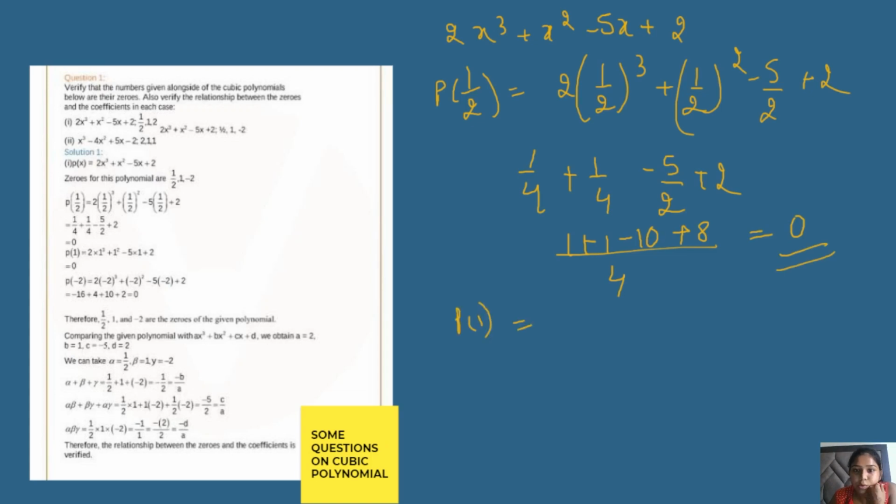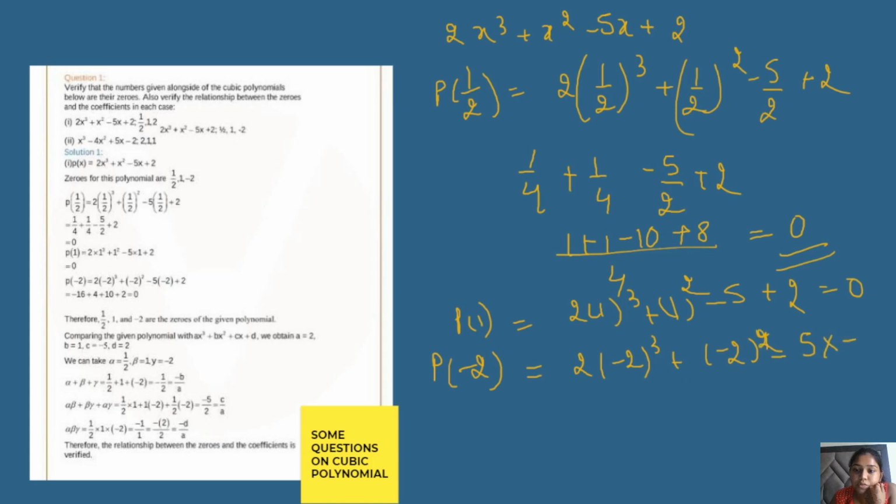Another is 1. So when we put 1 instead of x, we will be getting 2 plus 1 minus 5 plus 2, which equals 0. Yes, this is also a zero of the polynomial. Then we will put minus 2. So 2 into minus 2 cube plus minus 2 square plus minus 5 into minus 2 plus 2. So we will be getting minus 16 plus 4 plus 10 plus 2, right? So we will be getting 16 minus 16 equals 0. So yes, all of them are zeros of the polynomial.